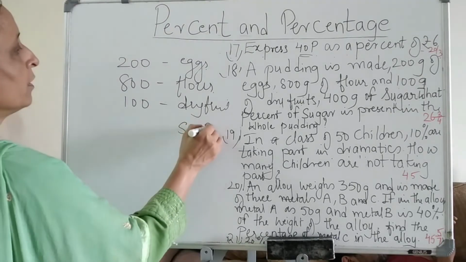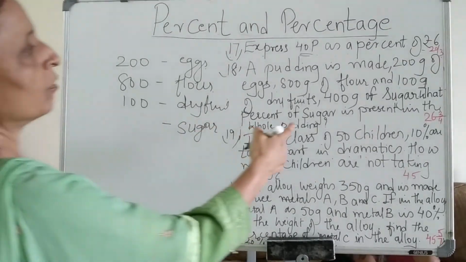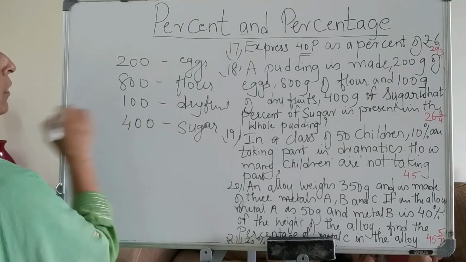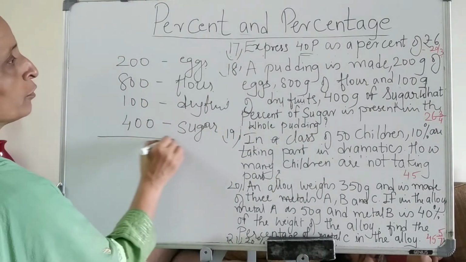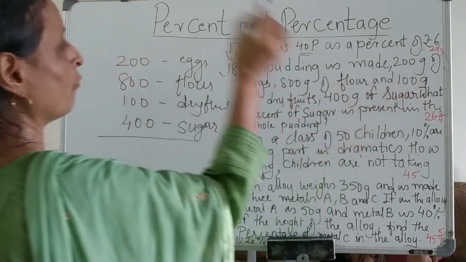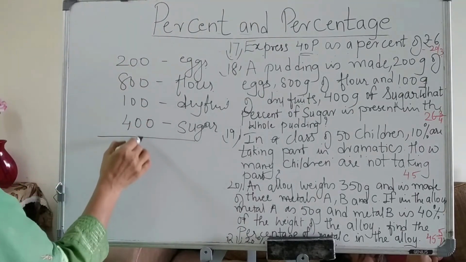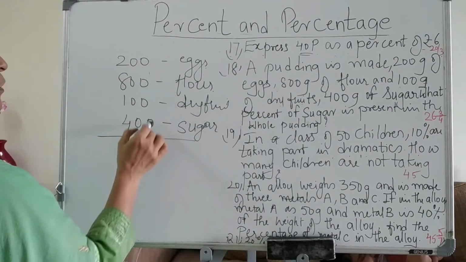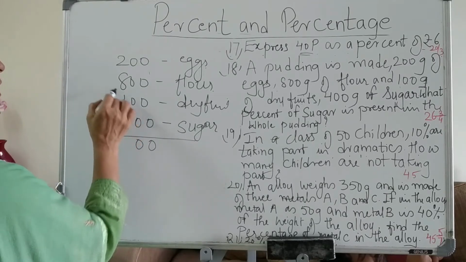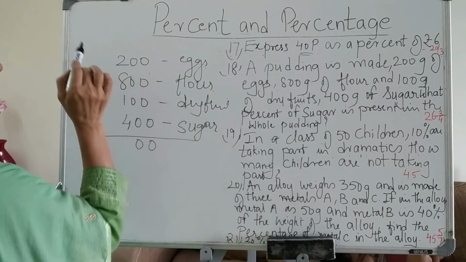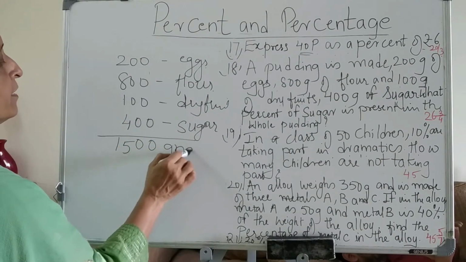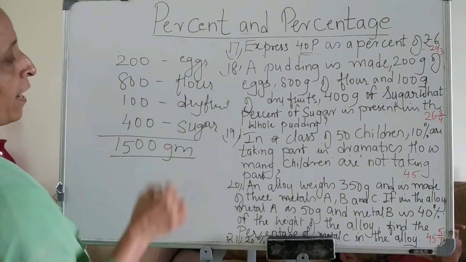Now sugar is how much quantity? 400 grams is sugar. Now you have to total, all are included. 1, 2, 3, 4, all the 4 ingredients of a pudding are given. Now you have to total: 4, 5, 6, 7, 7 plus 8, 15. So the total quantity is 1500 grams.